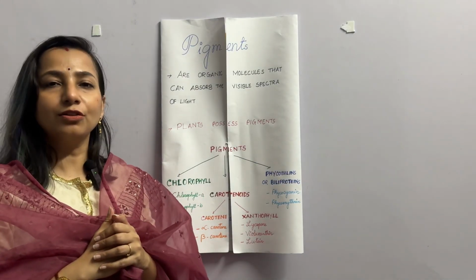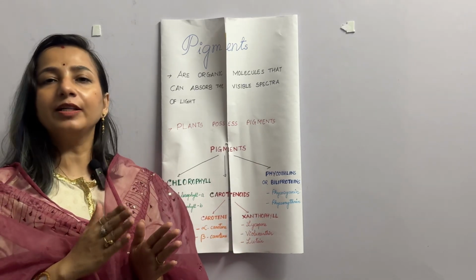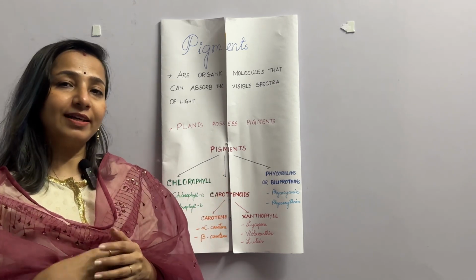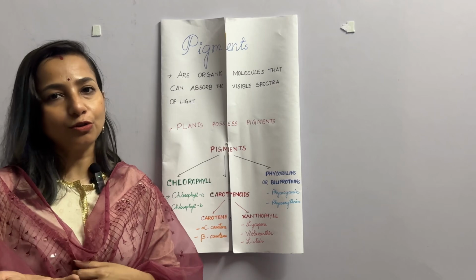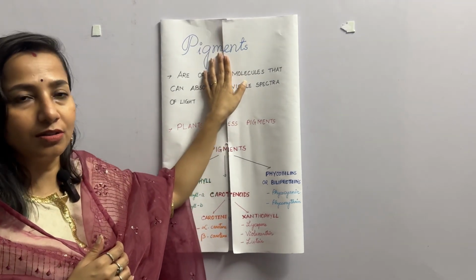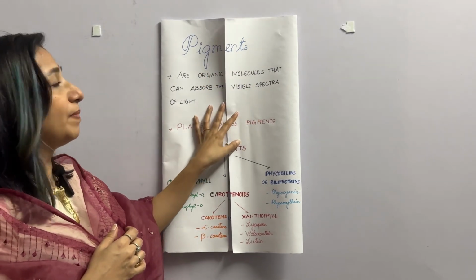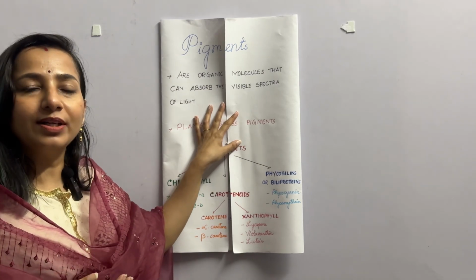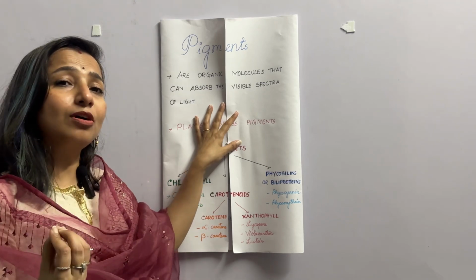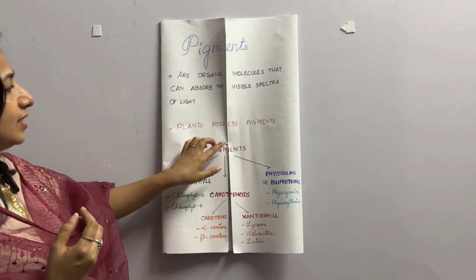Chloroplast contains pigments specifically meant for photosynthesis, so chloroplast is a cell organelle present in plants or autotrophs which possess pigments. Now, what are the pigments of photosynthesis? These pigments are organic molecules that can absorb the visible spectra of light. As we know that sunlight is essential for photosynthesis, so these pigments can absorb the visible range of the sunlight. Okay, now plants possess certain pigments.